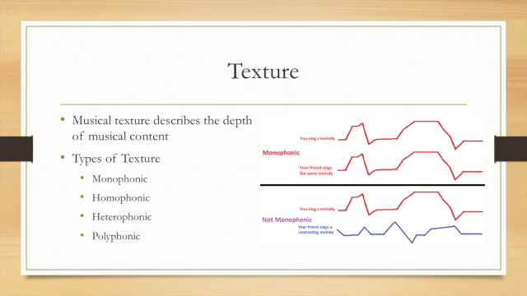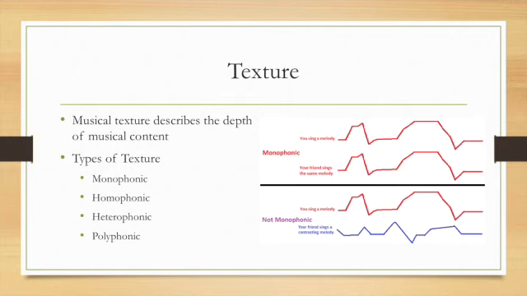Monophonic, you will. Homophonic, you will. Polyphonic is a big deal. Many music historians consider the invention of polyphony, which happened during the Renaissance, to be the most important thing that's ever happened in the history of music. So polyphonic is when we have multiple melodies at the same time.